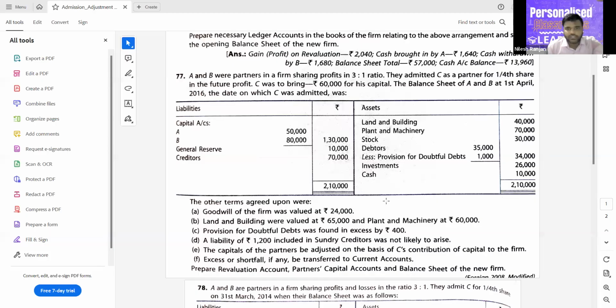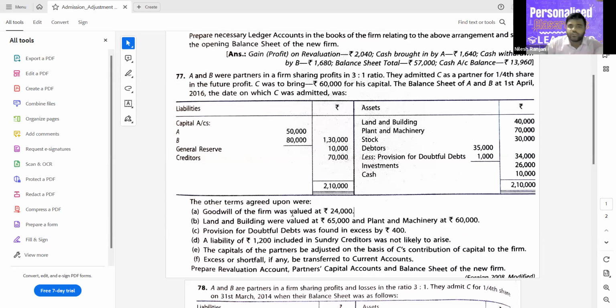After that, there is no item in the balance sheet that is required to be adjusted in capital. Land and building, plant and machinery, stock, debtors, investment, cash, every item will go to the balance sheet directly. So there is one more item here. Goodwill of the firm was valued at 24,000.